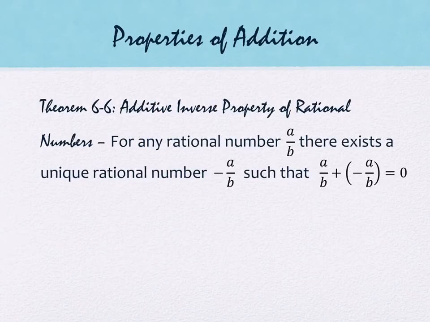Theorem 6.6 is the additive inverse property. In Chapter 5, for those of you who've had number theory, you learned about inverses. Inverses for addition are the value that you add to something to get back to 0. So the inverse of 2 is negative 2. It's the additive inverse. They add together to give you 0. It works the same way for all rational numbers, a over b. So if I have a rational number a over b, then there is a unique rational number, negative a over b, so that when you add them together, it becomes 0.